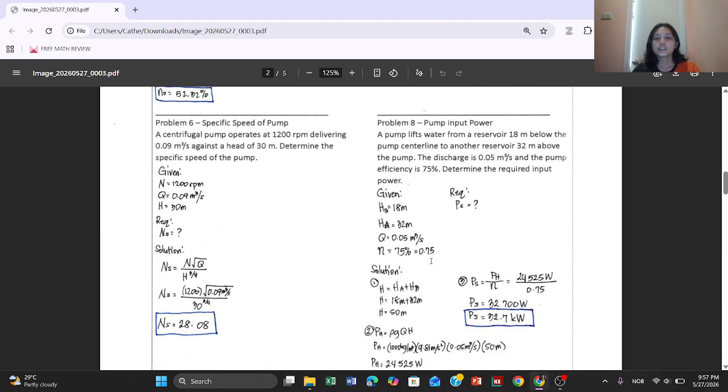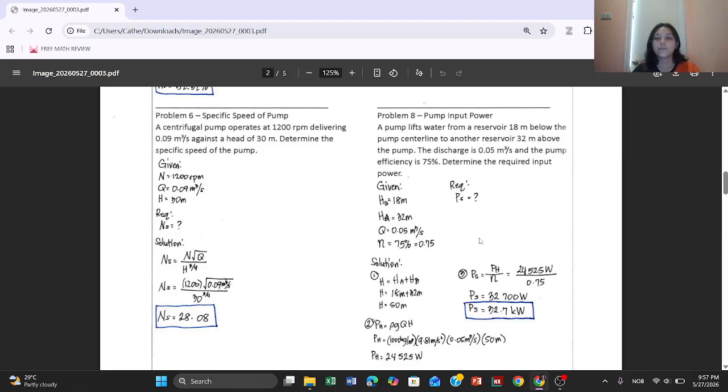So next, for problem number 8, it is about pump input power. A pump lifts water from a reservoir 18 meters below the pump center line to another reservoir 32 meters above the pump. The discharge is 0.05 cubic meter per second and the pump efficiency is 75%. Determine the required input power.